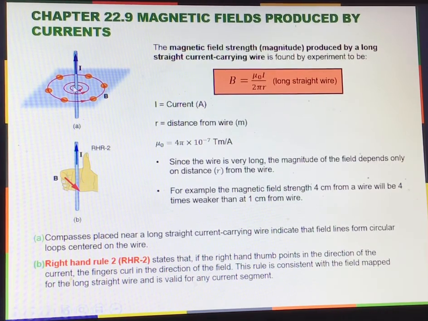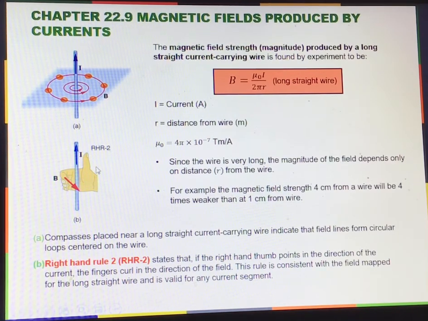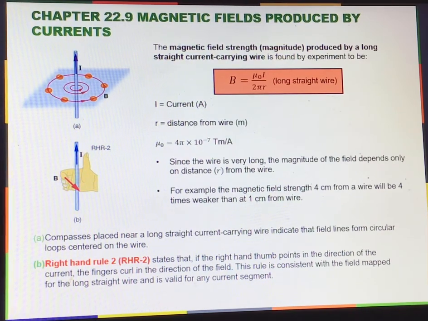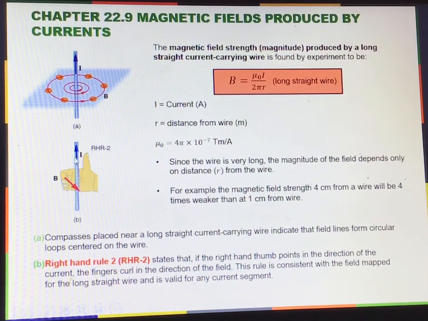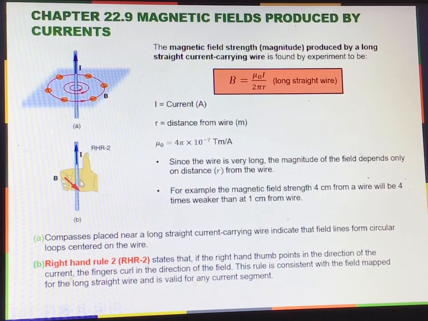If I want to get the direction, I'm going to use the second right-hand rule. And basically what the second right-hand rule says is that if you place your thumb in the direction of the current, and then you wrap the rest of your fingers around this wire, then it's going to tell me the direction of the magnetic field.